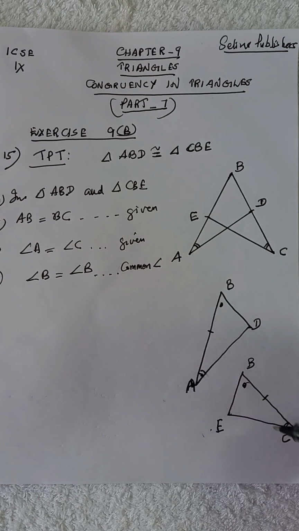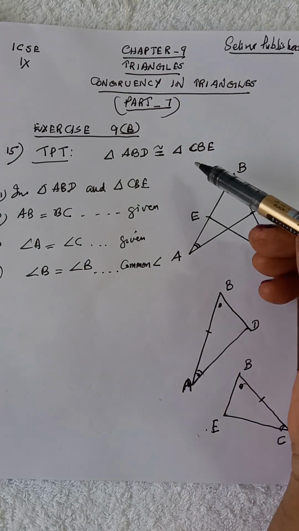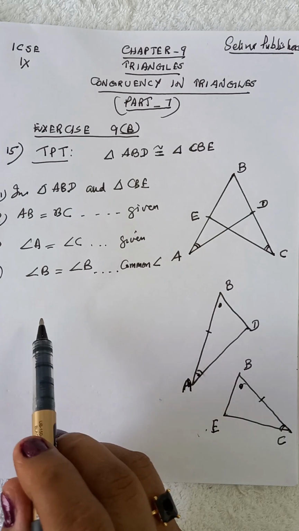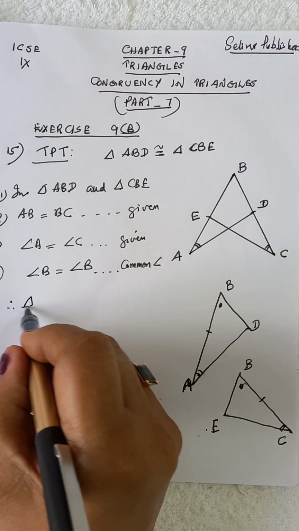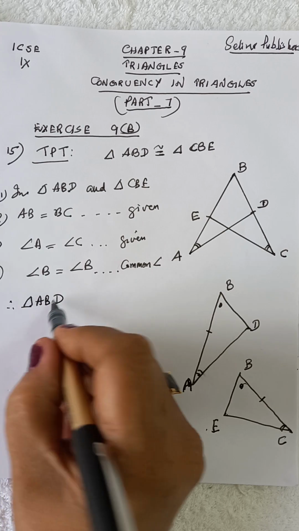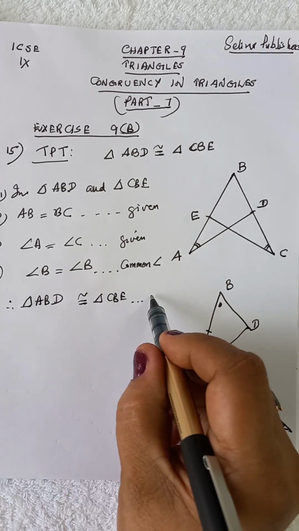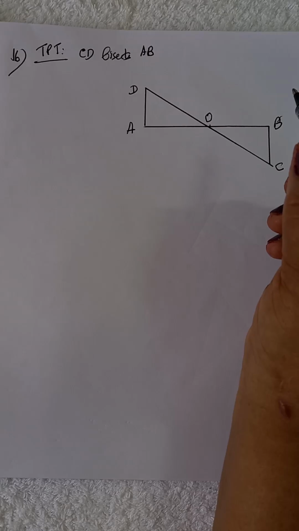Therefore, two corresponding angles of these two triangles are equal and one side of these two triangles is equal. So we can say that triangle ABD is congruent to triangle CBE by angle angle side, AAS test. So we can write the fifth point as: therefore triangle ABD is congruent to triangle CBE by AAS test. So we have proved.